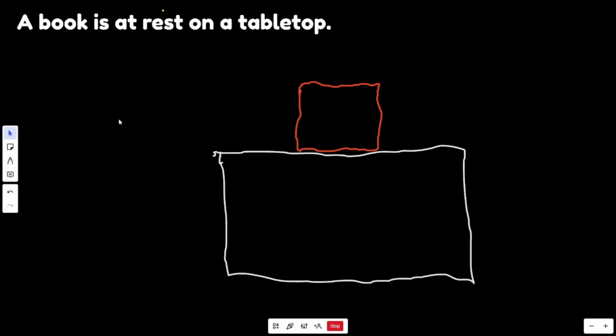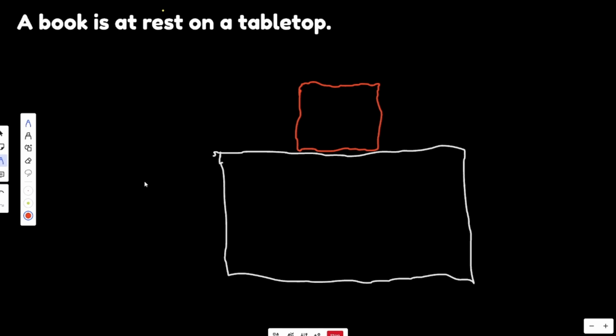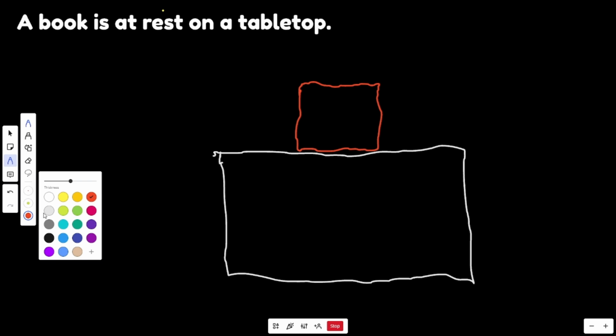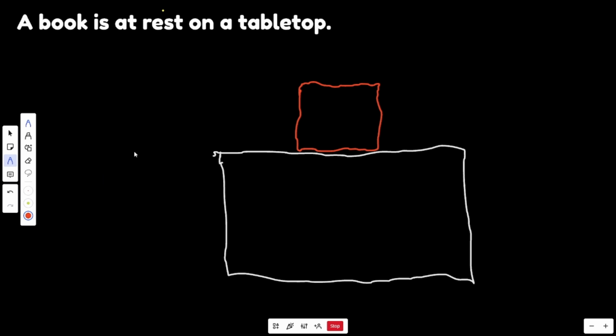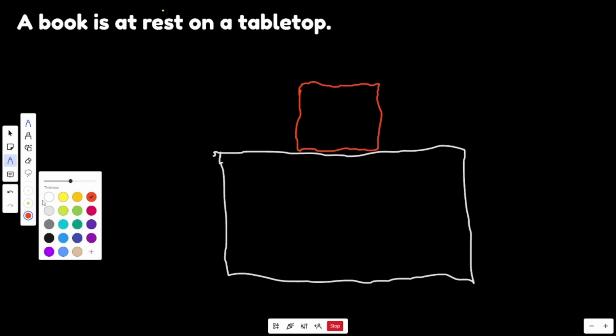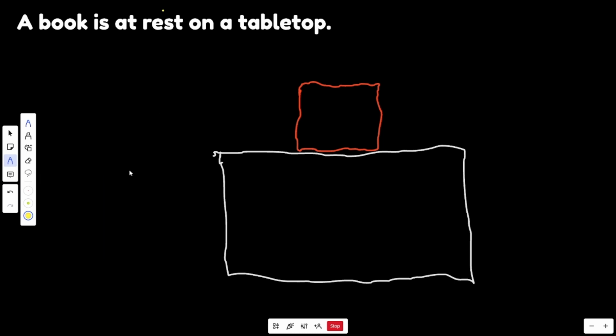So the book is at rest on a tabletop. When an object is at rest, according to the first law of motion, the forces have to be equal or balanced. And how do we know if the forces are balanced? That's if, of course, the sum is 0. So without giving values to our vectors here, let's try and determine first what are the forces acting on this object. So we'll use yellow this time.